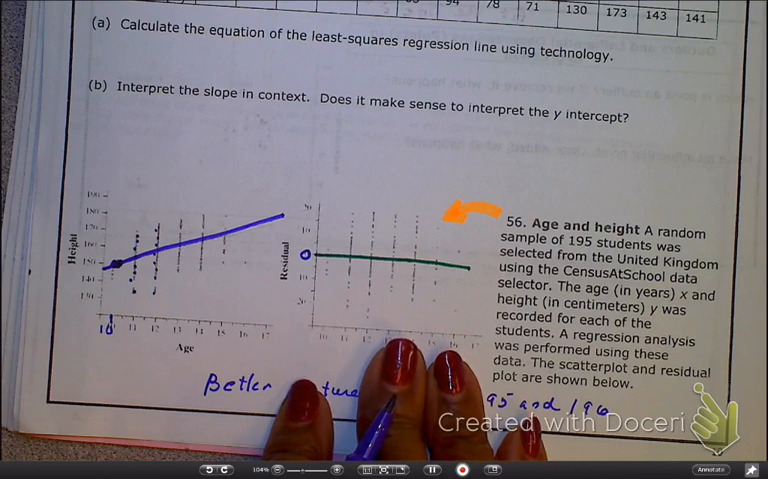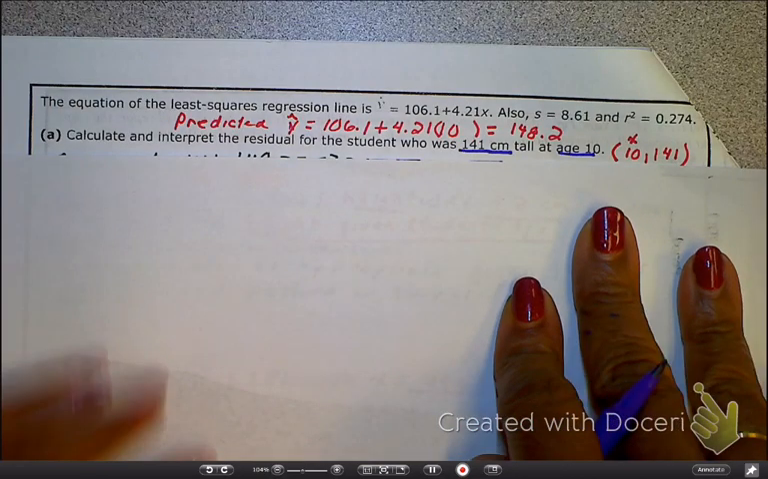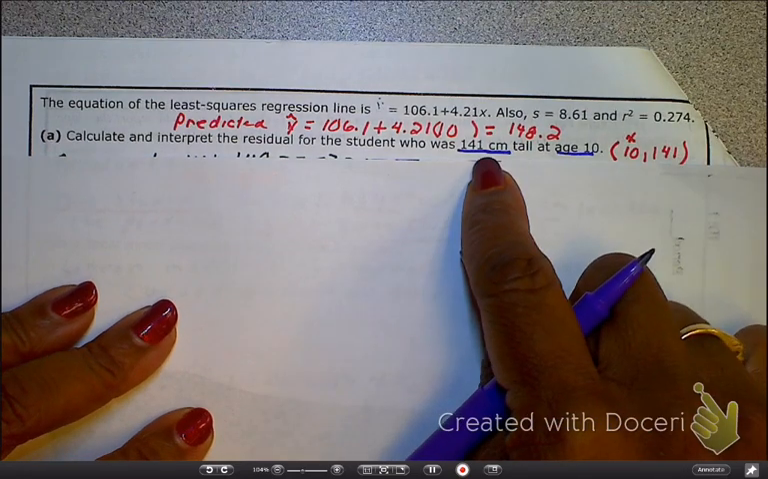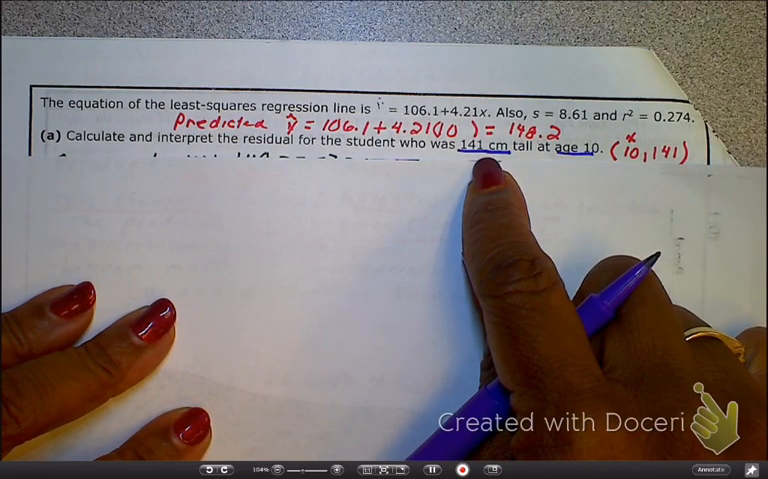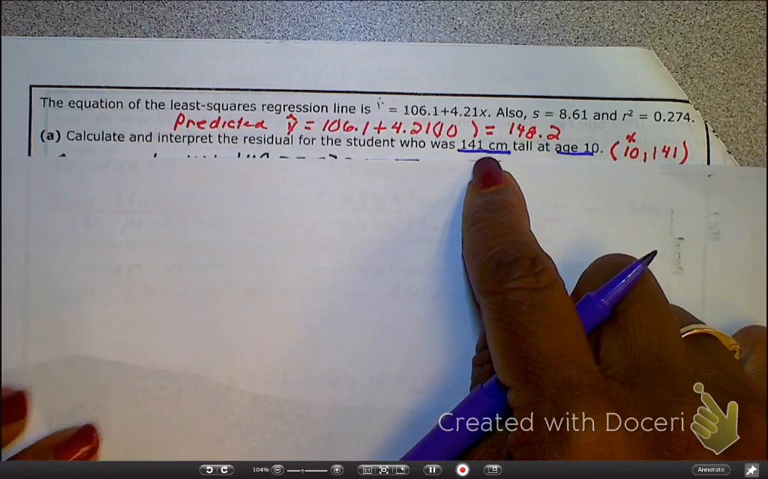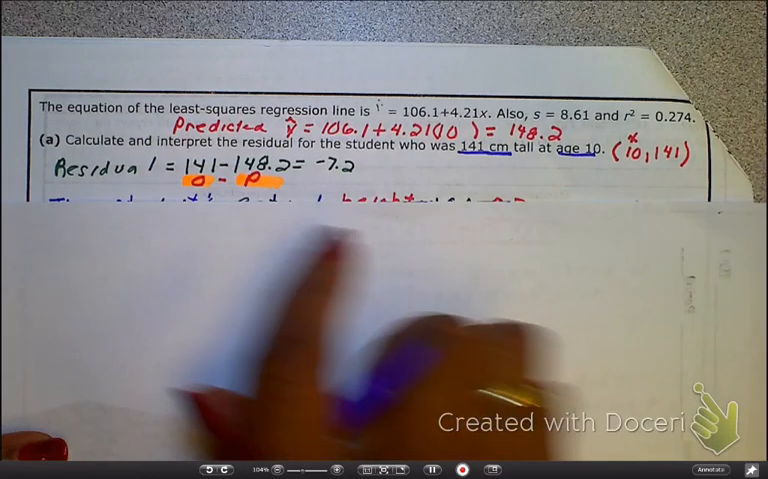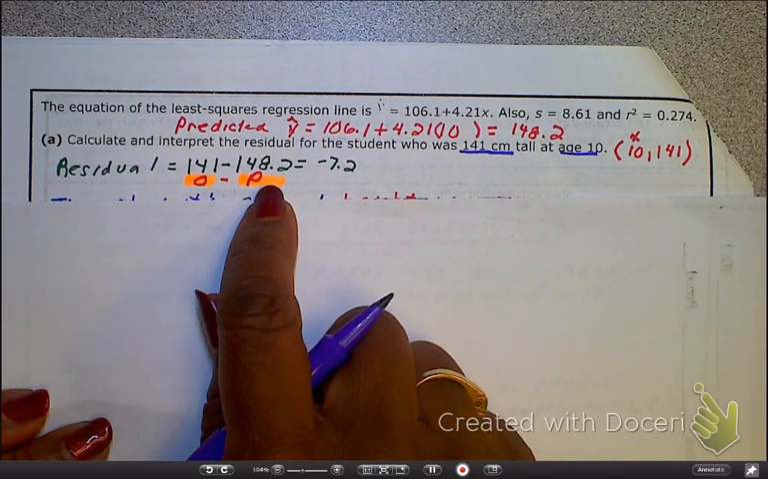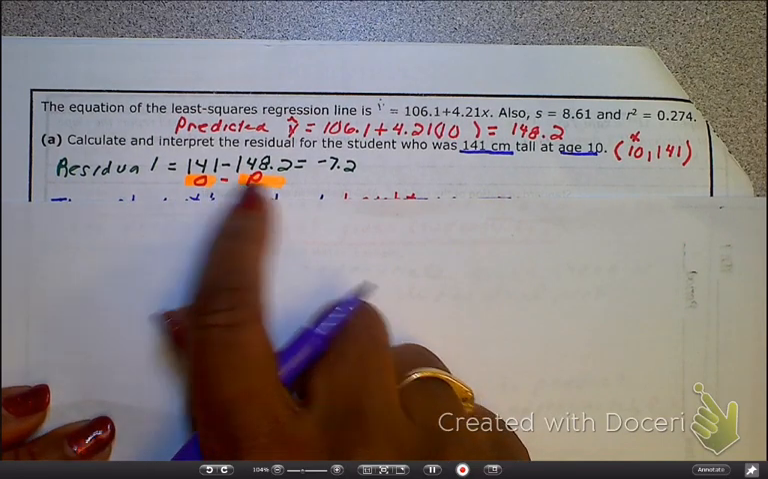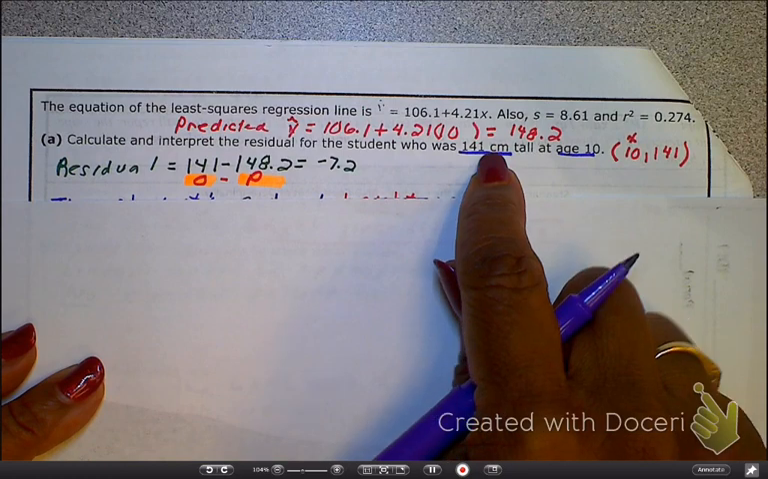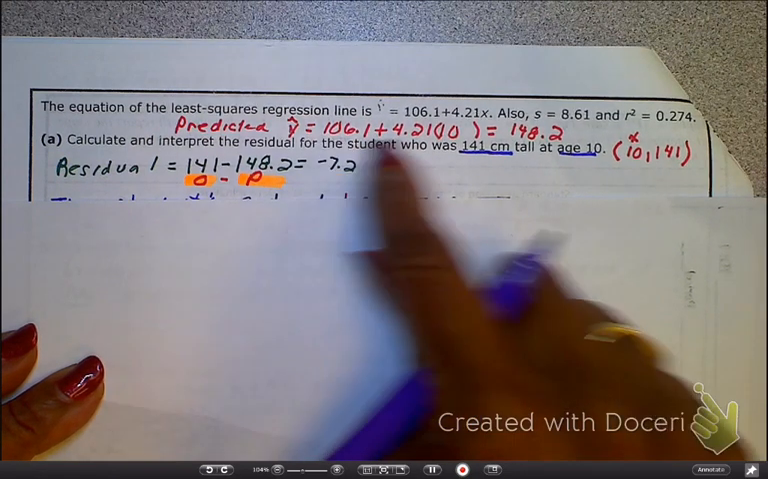And going back to page 11, remember the observed height right here is 141. Remember, observed and actual is the same thing. So now they want me to calculate the residual. Well, here the residual is the observed minus the predicted, or the actual minus the predicted. The 141 came from here, the actual data that we have. The predicted, we did the calculation. That is our residual value.